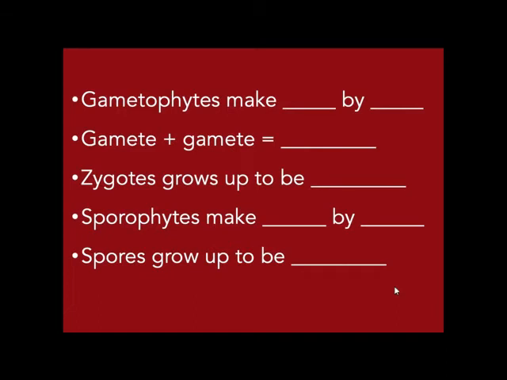All right, Bird, you do the next one. Gamete plus gamete equals zygote. Yep. All right, Cat. Zygotes grow up to be sporophytes, and then sporophytes make spores by meiosis. Yep. And then over there in the corner, spores grow up to be gametophytes.